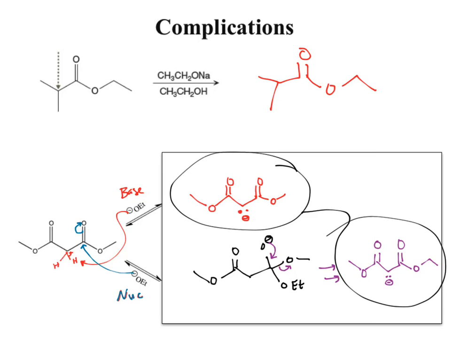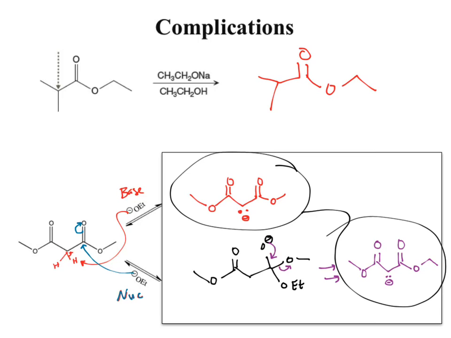Add the fact that there's a second electrophilic site. The ethoxide could also attack there. How many products do I get? Three products. Okay. Is that a good reaction to run? No. So our first complication, we have to have two alpha hydrogens.